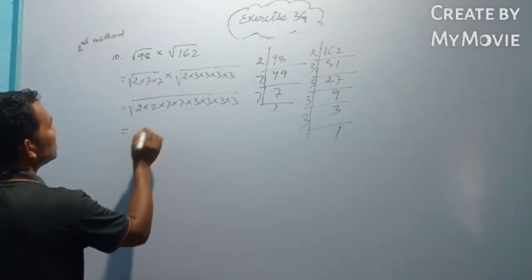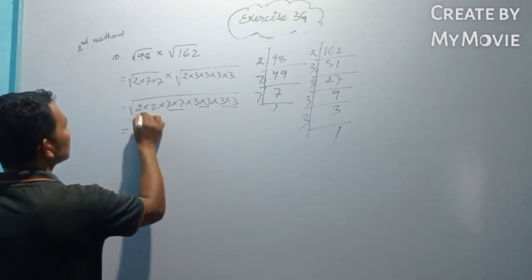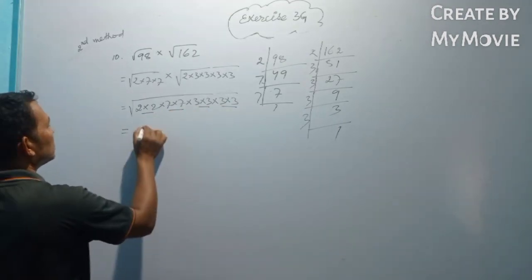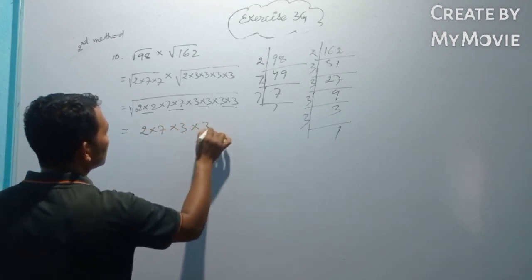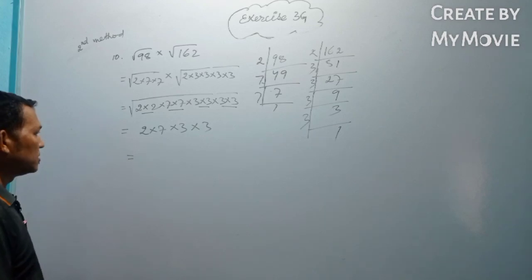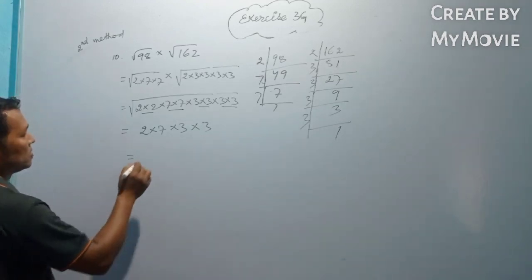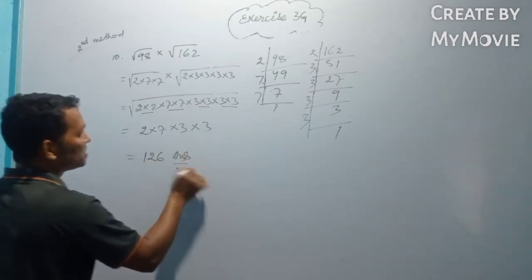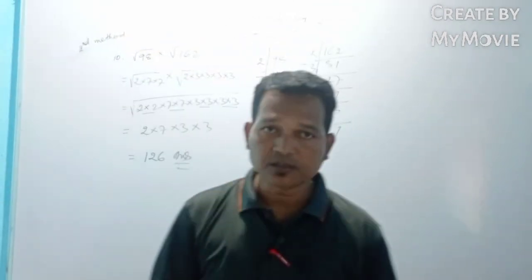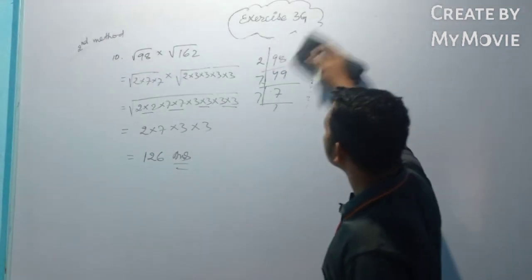This is equal to, okay, you pair this up. This is one pair, second pair, third pair, fourth pair. So this will be equal to 2 into 7 into 3 into 3. This is equal to 2 7s are 14, 14 3s are 42, 42 3s are 126. So you get the same answer. So this way this chapter is over.